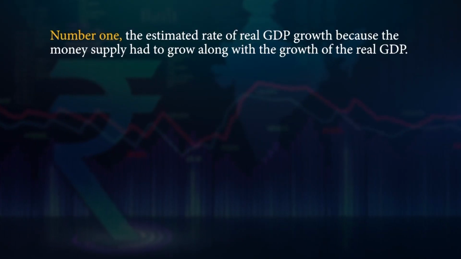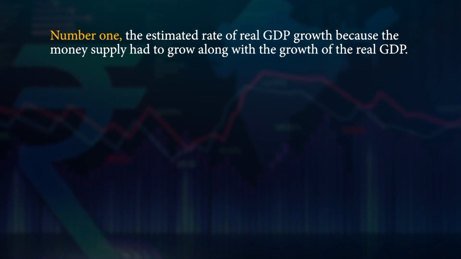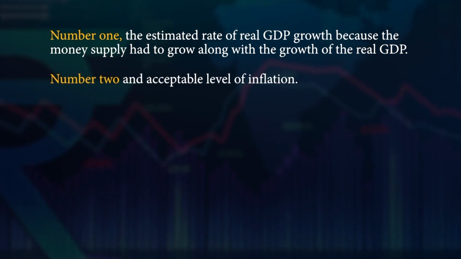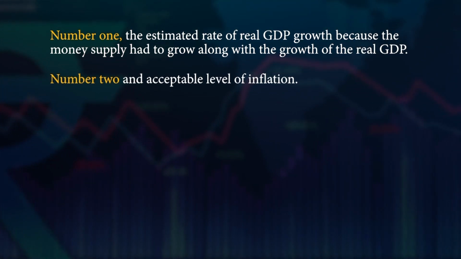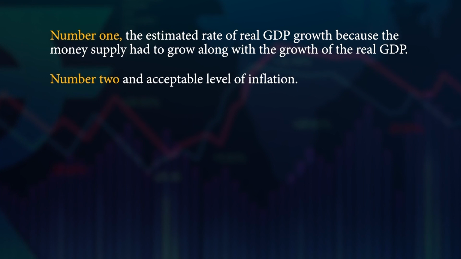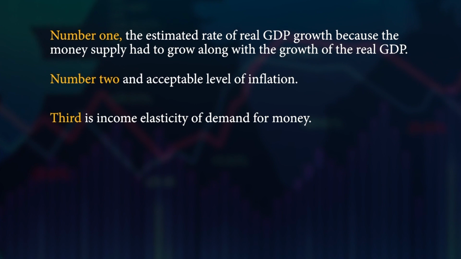There were three things that RBI considered. Number one, the estimated rate of real GDP growth, because the money supply had to grow along with the growth of the real GDP. Number two, an acceptable level of inflation. The real GDP growth as well as inflation gave an accepted rate of nominal GDP growth, which was used in the calculation of the money supply. And third is income elasticity of demand for money. The monetary target was derived from the real GDP growth as well as the inflation rate and the income elasticity of the demand for money.